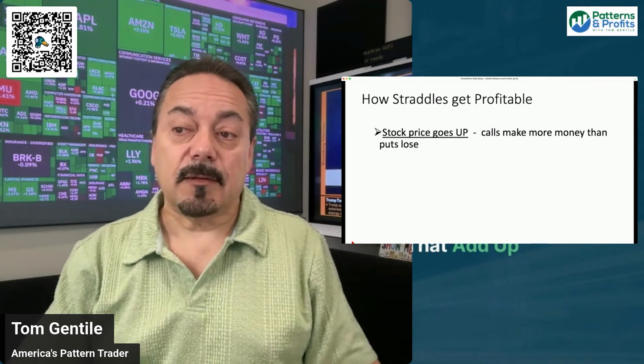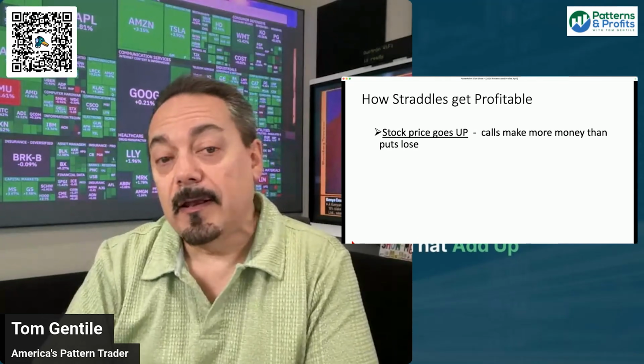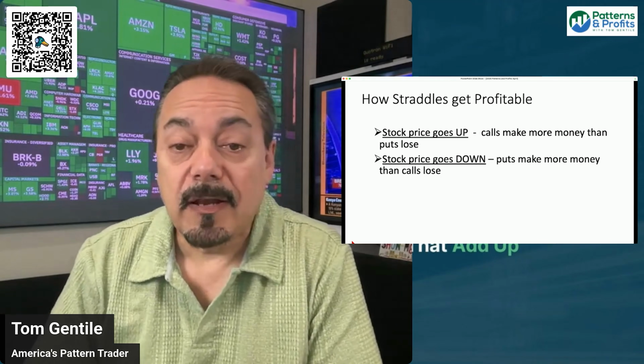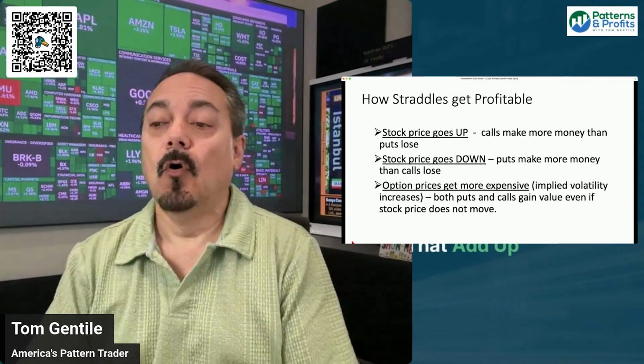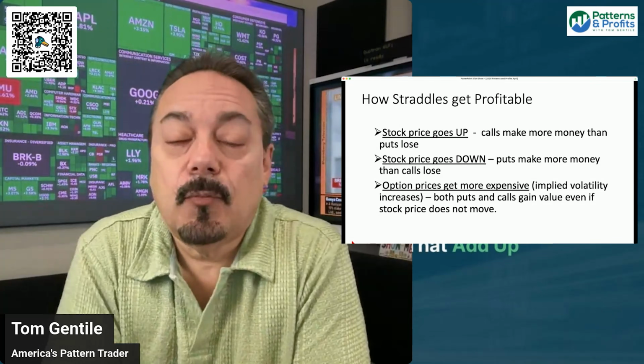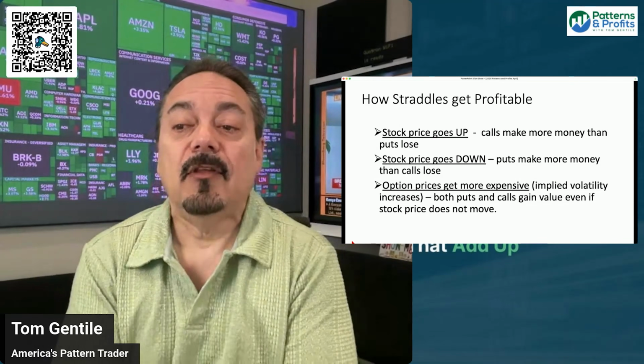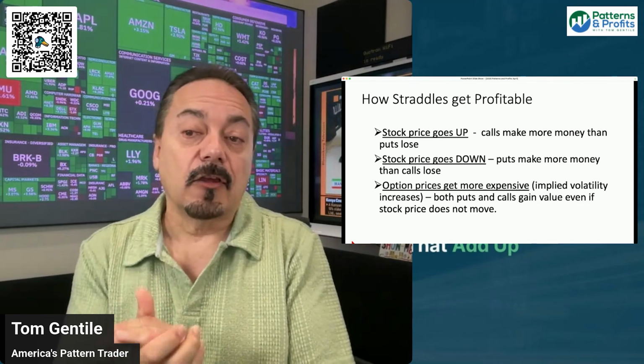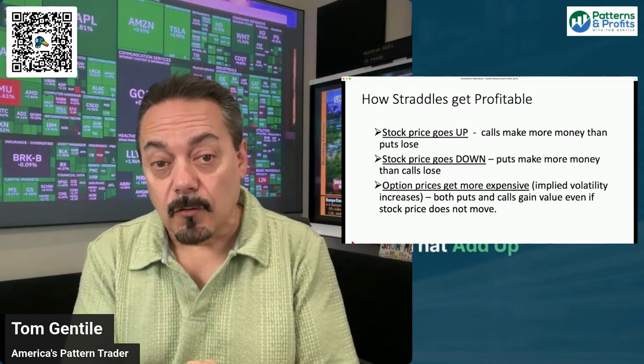Well, exactly that. The price goes up where the calls make more money than the puts lose. The price could go down where the puts make more money than the calls lose. Or, like I said before, option prices get more expensive overall. That means the implied volatility increases, so both the puts and the calls gain value, even if the stock price doesn't move.